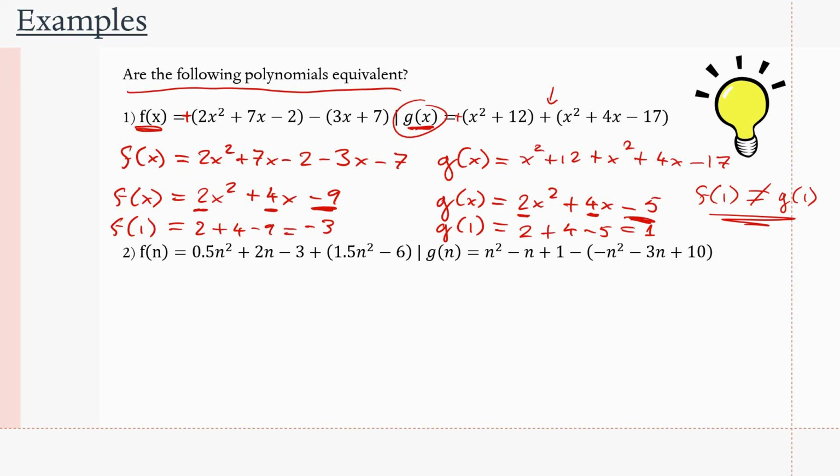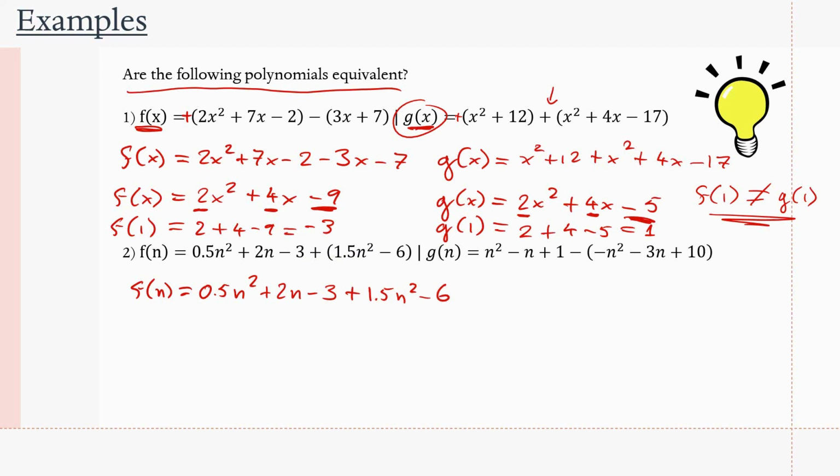Same thing here. We'll simplify these two expressions and we'll see if we get the same expression. So let's simplify f of n here. We have half n squared. We'll keep that. First, we're obviously going to take out the brackets, so let's keep everything else the same for now. Minus 3. Now, we have a positive in front of the brackets, so all the signs are going to stay the same. 1.5 n squared minus 6.